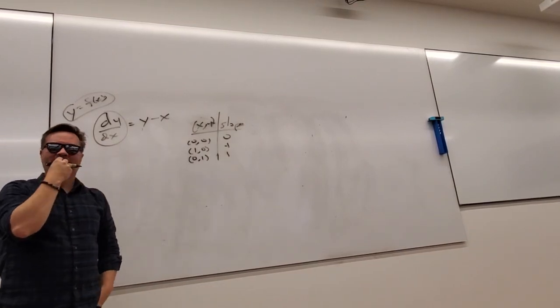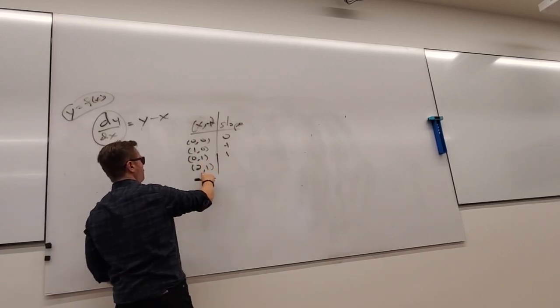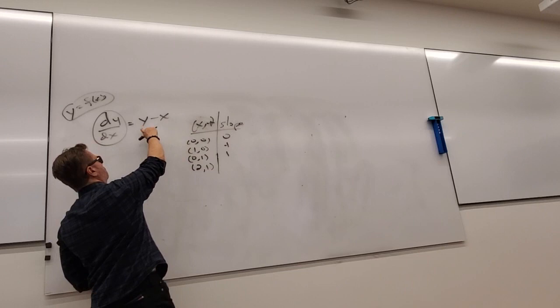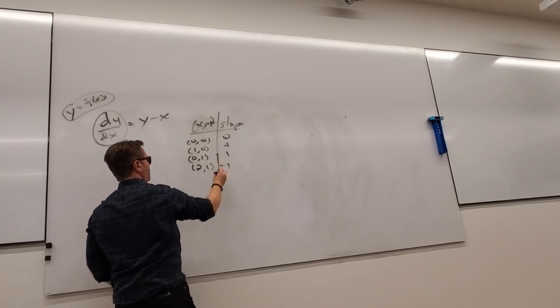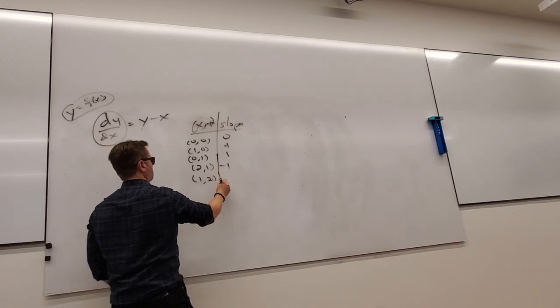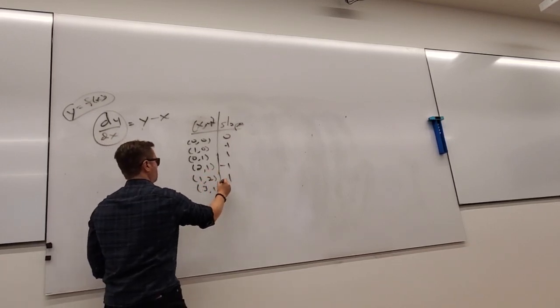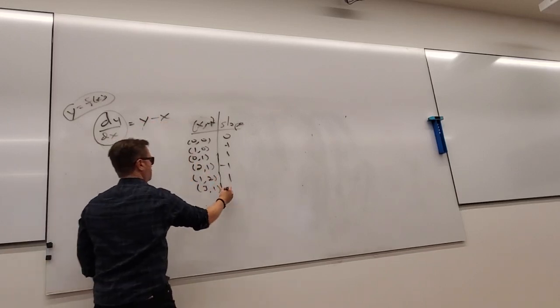I don't know. Let's do a couple more. So like 2, 1. What would that be? What slope would that be? Negative 1. 1 minus 2? That's negative 1 also, right? What about 1, 2? 1. 1, okay, right? 3, 1. 1 minus 3, negative 2.